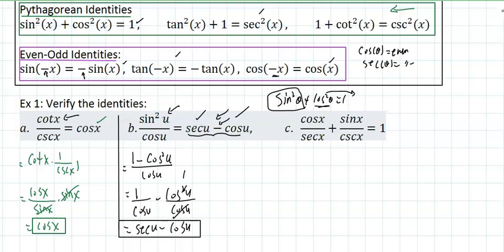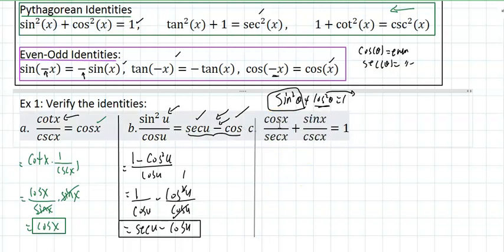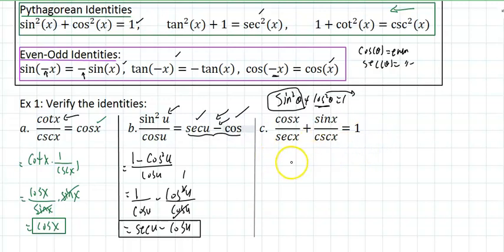Now, if I glance at the third example, I notice that on the right-hand side, that's a 1. So obviously I have to work with the left side. This is the cosine of x times 1 over secant of x plus sine of x times 1 over cosecant of x, right?